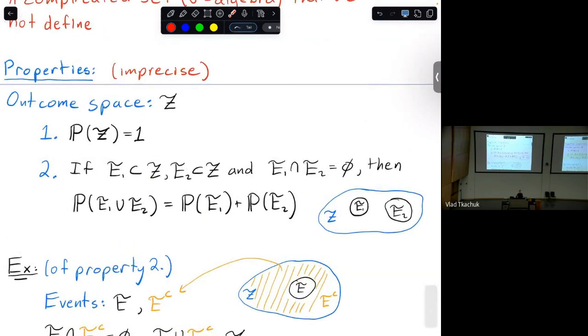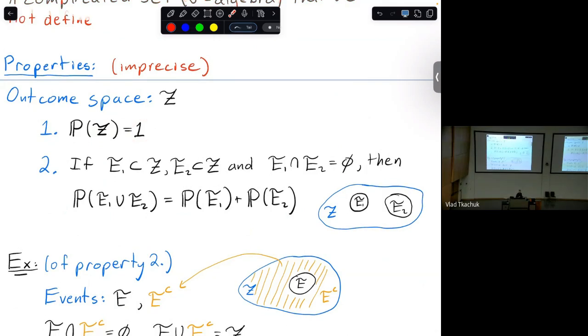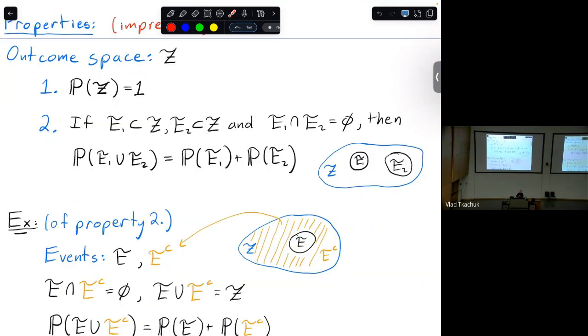There are 2 properties you need to know. First of all, the probability of the entire outcome space, which is an event in itself, right? The outcome space is just a set of outcomes, so that's an event. And that is to be read as the probability of you getting any outcome is 1. And the other property is that if you take some event, okay, this is the notation we're going to use for events, this calligraphic capital E symbol.